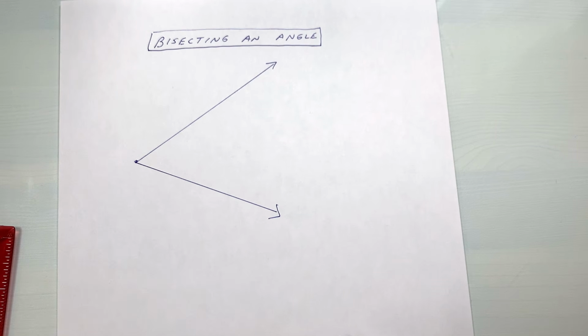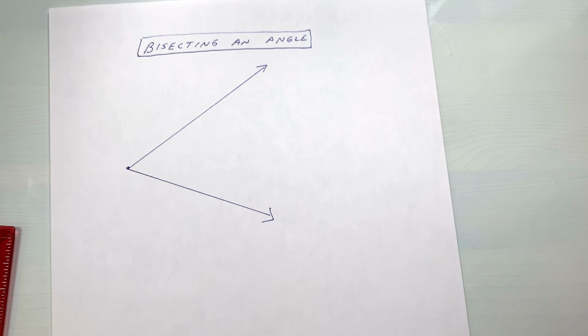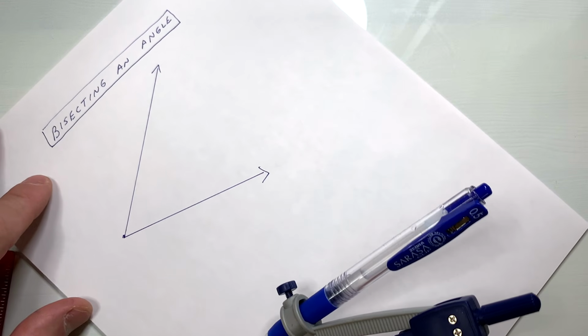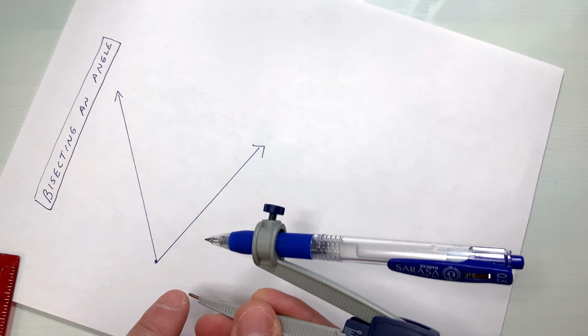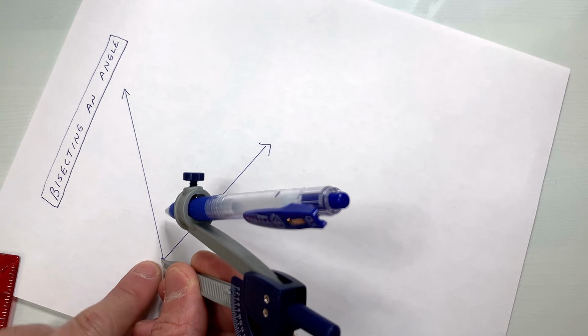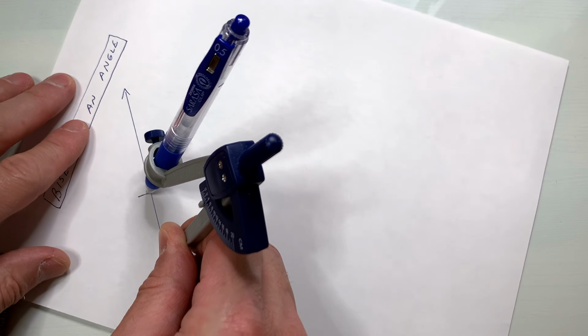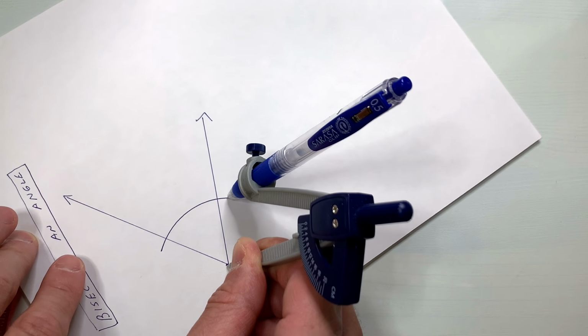Okay, for our next construction, we're going to talk about how to bisect an angle. This is the angle here that we want to bisect, or cut in half. What you're going to want to do here is take the point of your compass, put it at the vertex of the angle, open up your compass, and then draw an arc such that it intersects both sides of the angle.